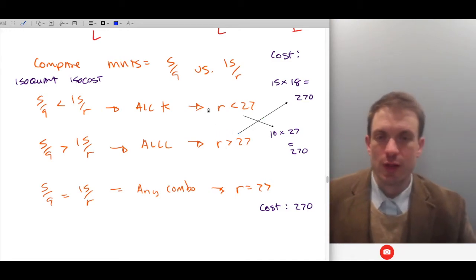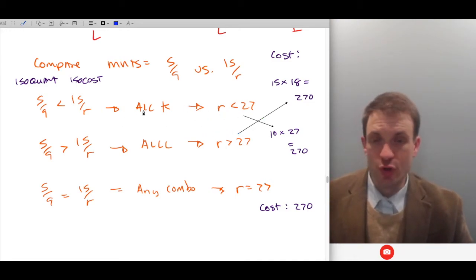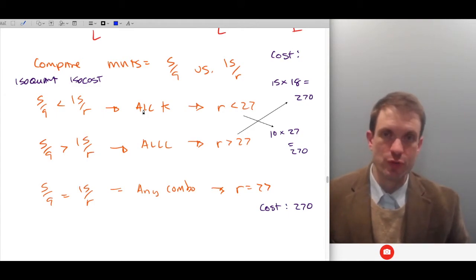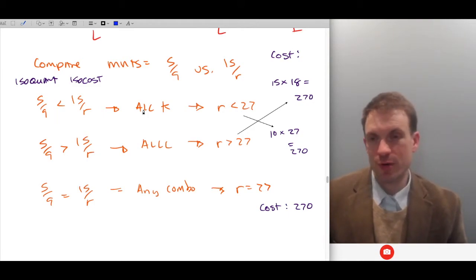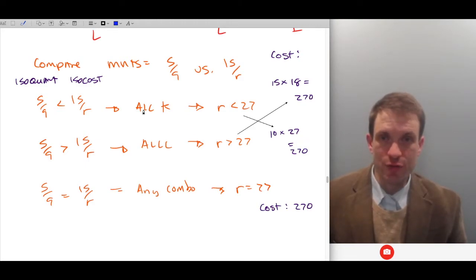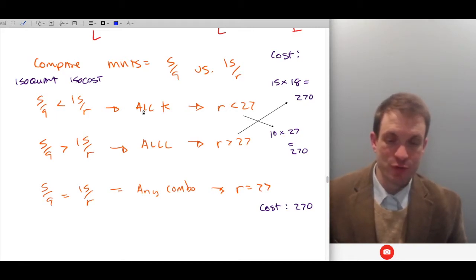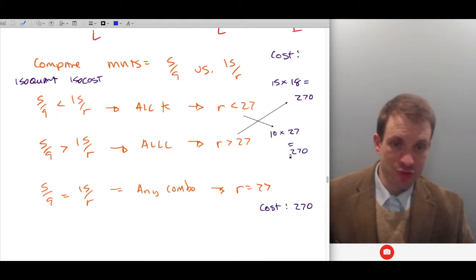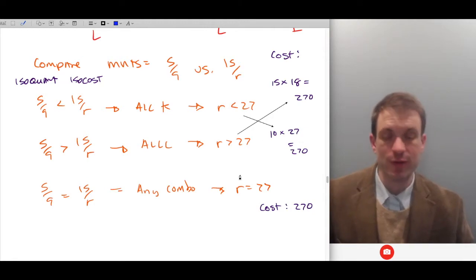So if we're using only capital, it's a situation where capital is relatively cheap. We have steeper isocosts. If we want 90 units of output and our marginal product of capital is 9, we need 10 units of capital. But if the rental rate of capital is less than 27, then our cost is going to be something less than 270. 10 times 27 is 270, so the total cost is going to be something less than 270 because we have something smaller than 27.